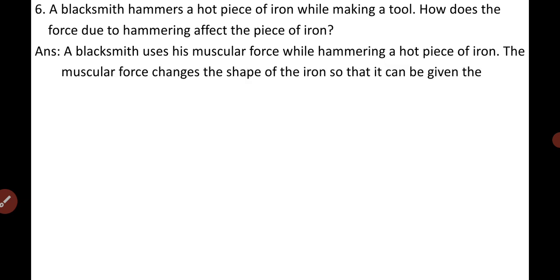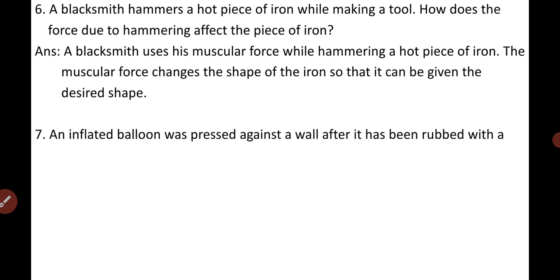So a blacksmith uses his muscular force while hammering a hot piece of iron. So the muscular force changes the shape of the iron so that it can be given the desired shape. So how does the force due to hammering affect the piece of iron? Due to the muscular force exerted by the blacksmith, the shape of the iron will change and it can be given any desired shape by the blacksmith. Clear? This is the answer of question number 6.